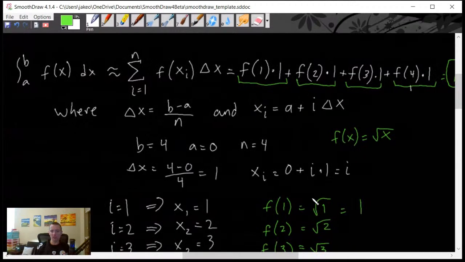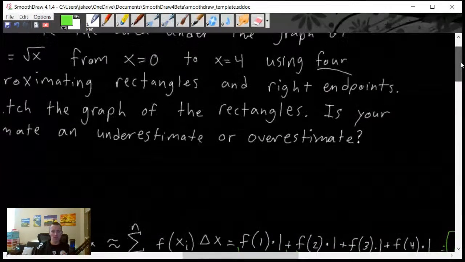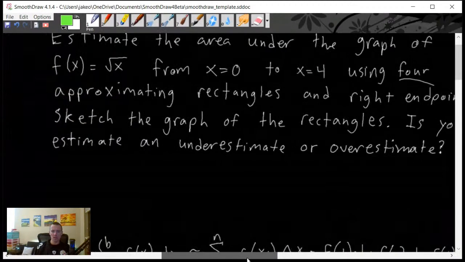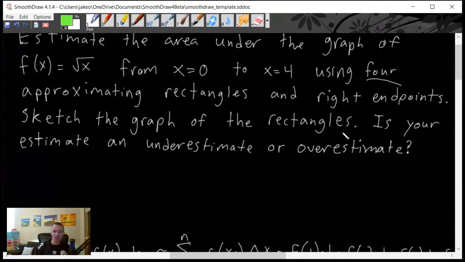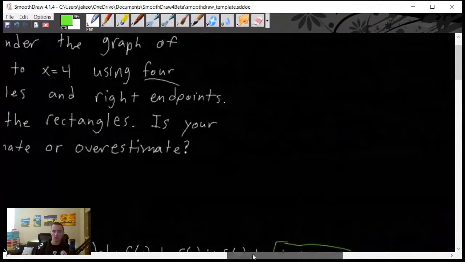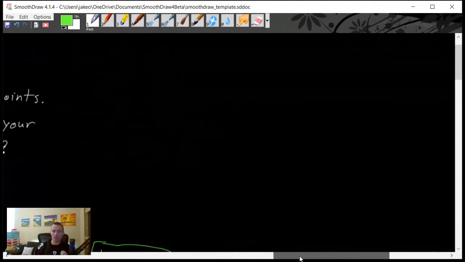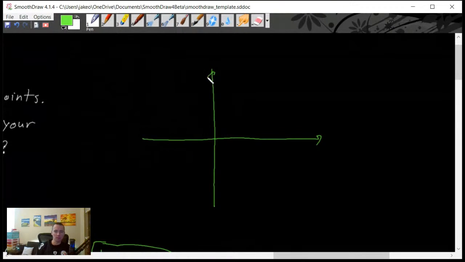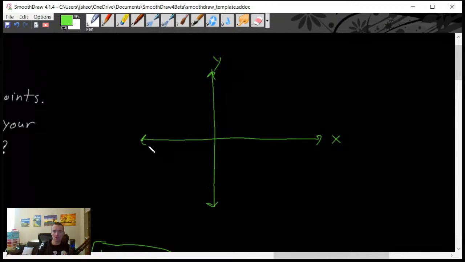But remember, the question did ask us to do a couple more things here. It asked us to sketch the graph of the rectangles and figure out if we have an underestimate or an overestimate. So let's think about what the graph of this function looks like. If we think about this function, f of x equals the square root of x, it's going to look something like this.